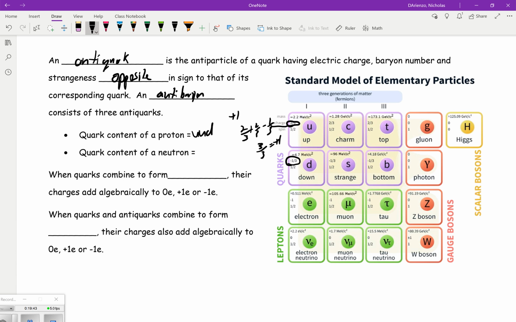And if you think about that in relation to the neutron, the quark content of the neutron, think about what those charges would have to add up to. For a neutron, we have up, down, down. So in that case, we have 2/3 minus 1/3 minus 1/3, which gives us a total charge of 0, and that is the charge on a neutron. So 3 different quarks are going to make up our baryons.